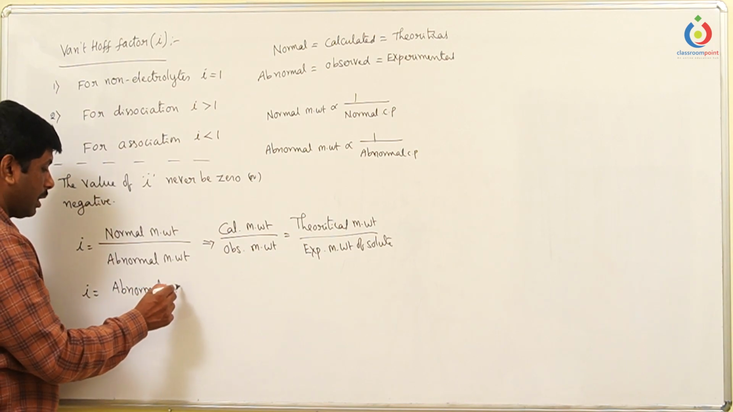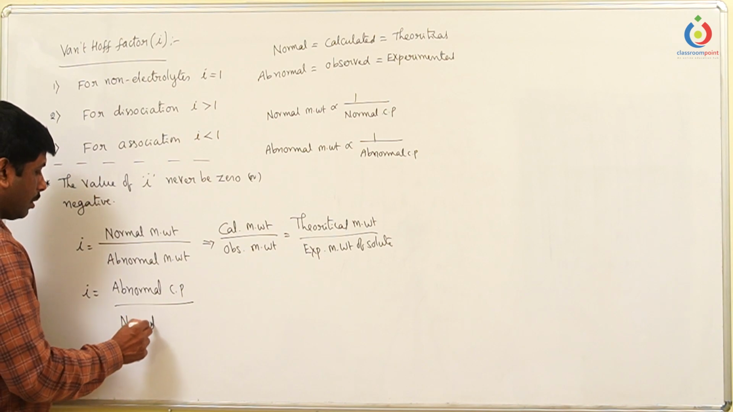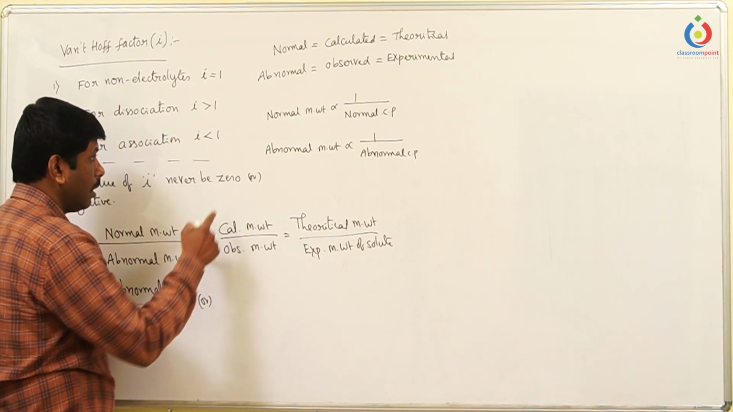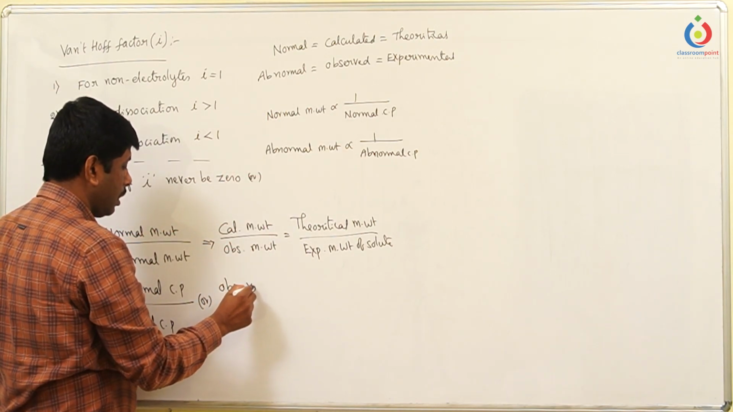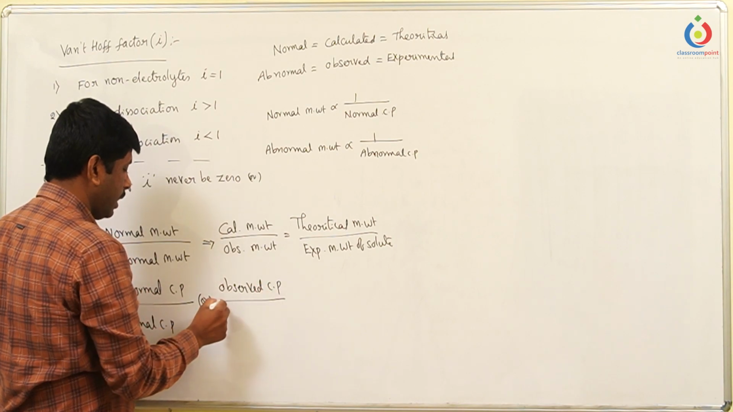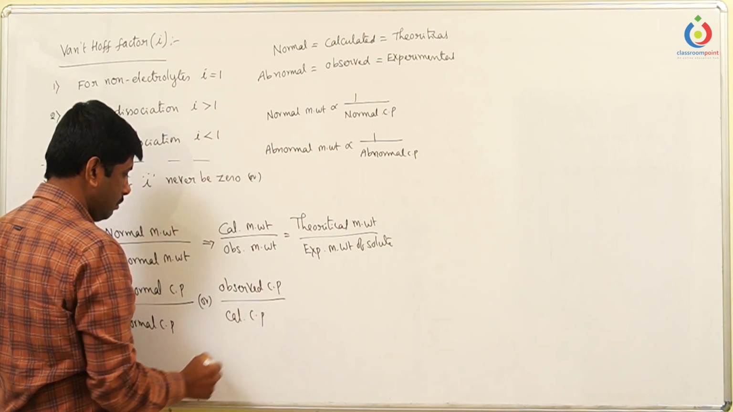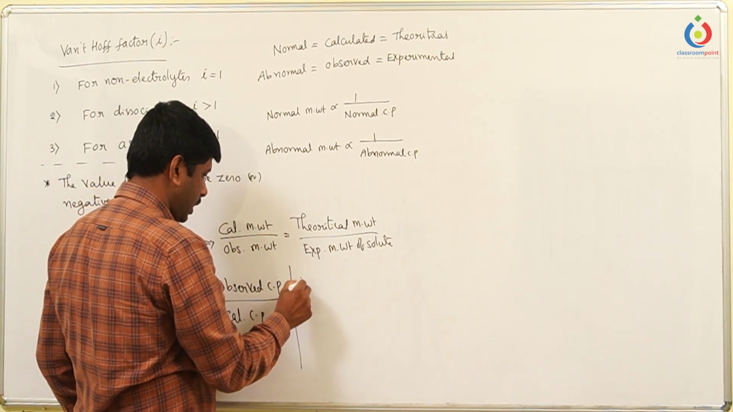abnormal colligative property divided by normal colligative property, or this can be written as, abnormal meaning observed, observed colligative property divided by calculated colligative property. So let us see what the colligative properties are, so the I value can be calculated.